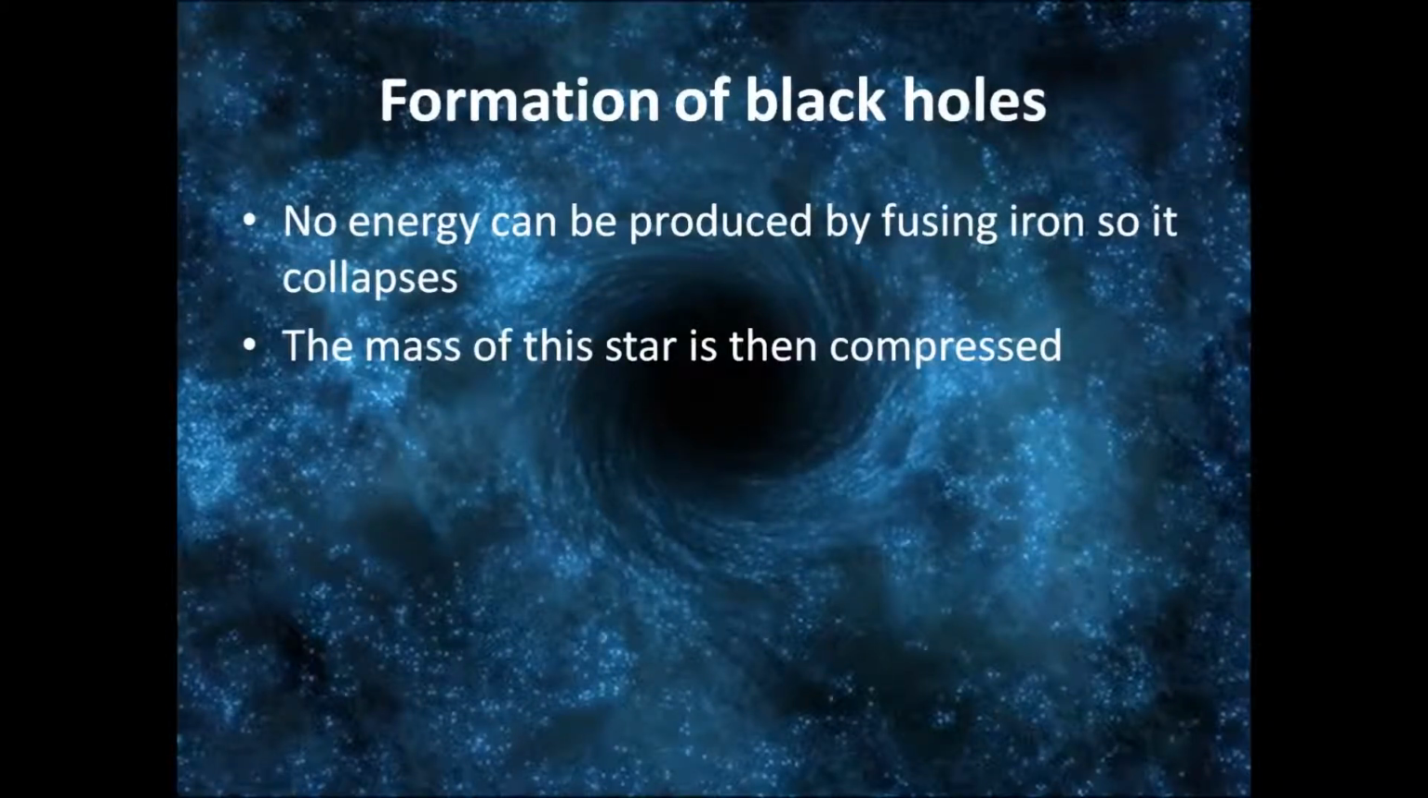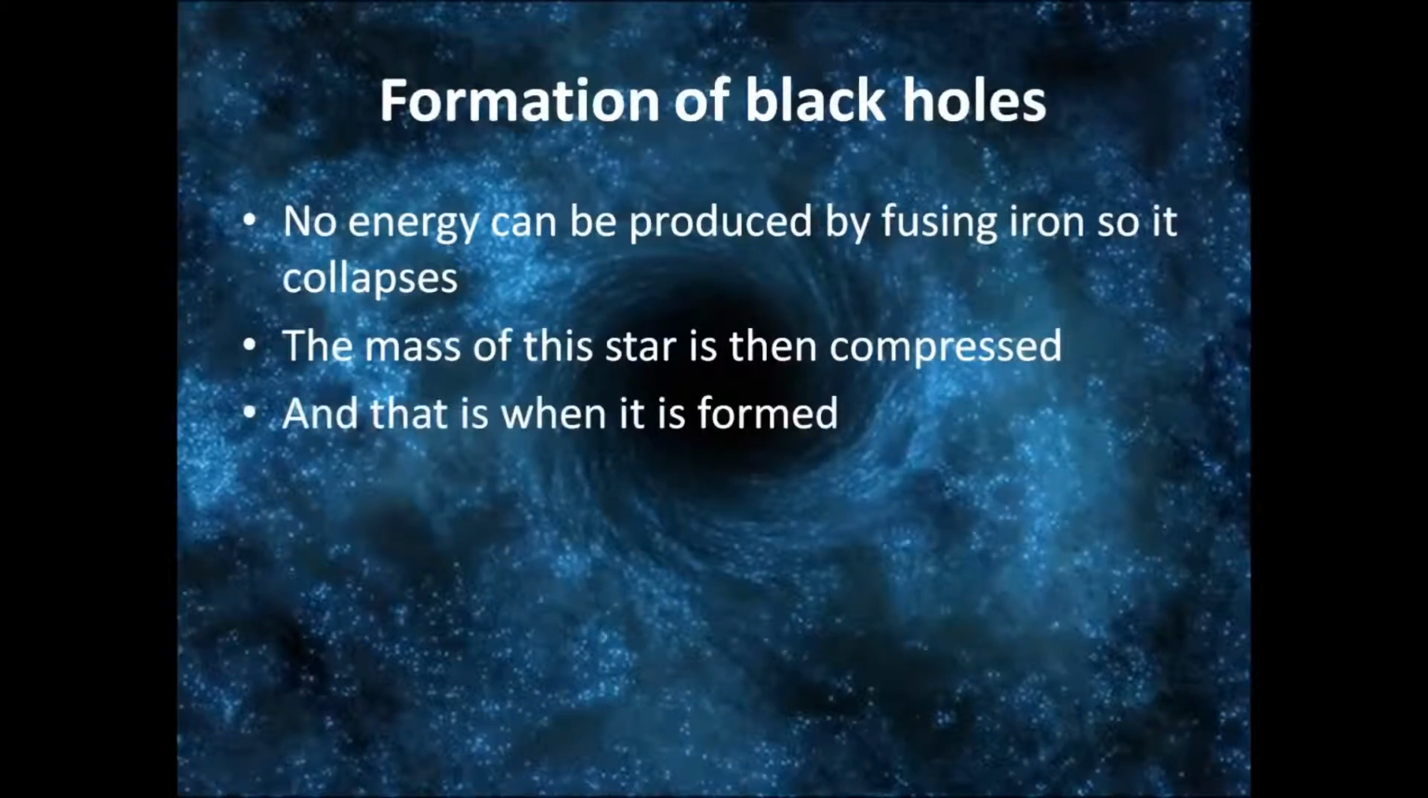The mass of the star is then compressed into a smaller and smaller fraction of space because of gravity pushing it inwards further and further. This means the velocity needed to escape this area exceeds the speed of light. At this point, a black hole has been formed.